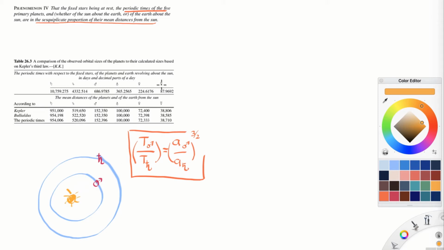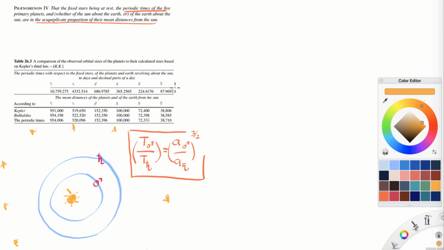So these are the symbols of Mercury, Venus, Earth, Mars, Jupiter, and Saturn. Those are the traditional astronomical symbols. These are the periodic times with respect to the fixed stars of the planets around the Sun, measured in days and decimal parts of a day. So if you imagine the stars, which are way out here, he thinks of them as being fixed. They're the distant stars. They're not moving in Newton's theory. The Sun is again not moving. It's like one of the stars in that respect. The planets are going around the Sun.